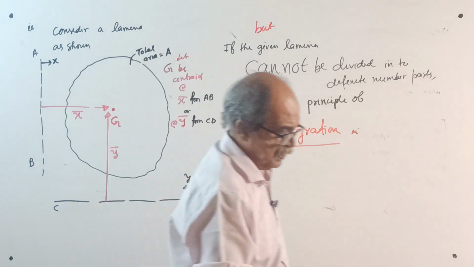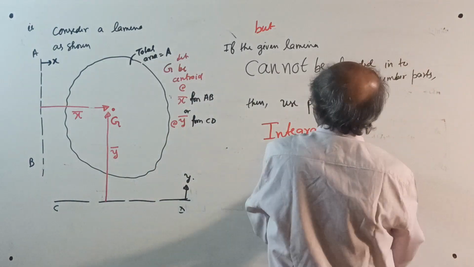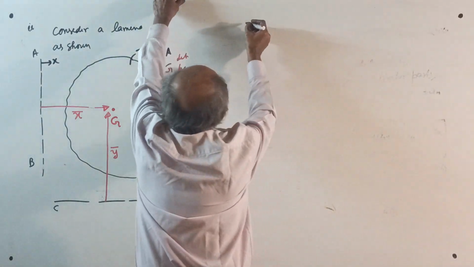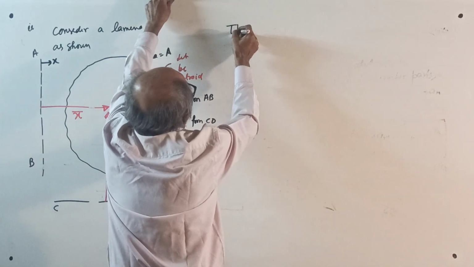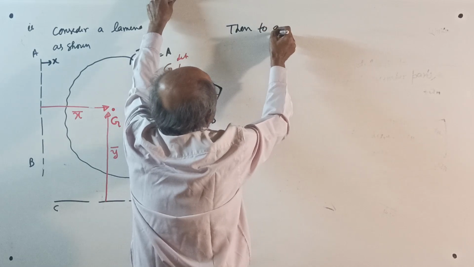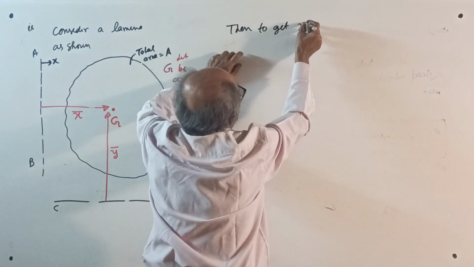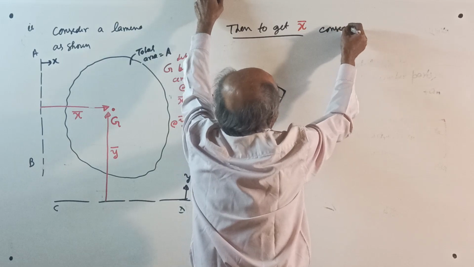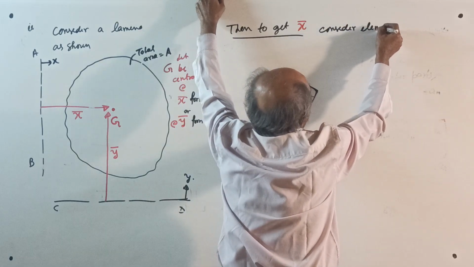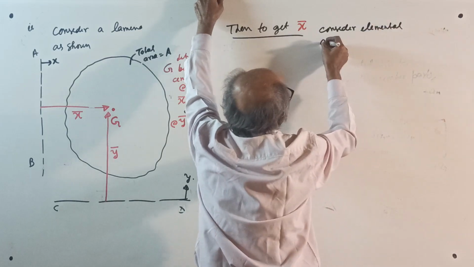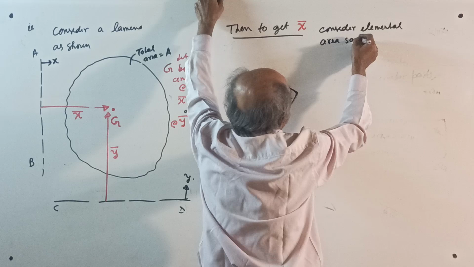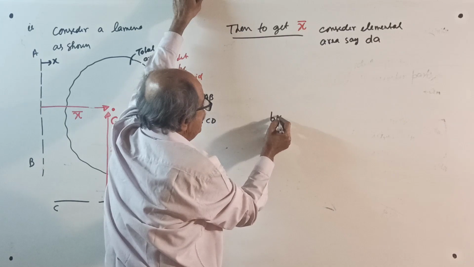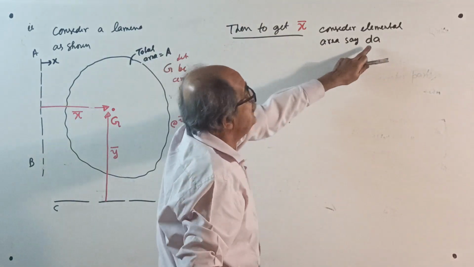Then what to do? I will give the final summary, that is the most important. To get X bar, consider an elemental area, say dA. This is d. Later when you go to rectangle, you get b by d. This is the depth d. This d is mathematical d, integration, calculus.